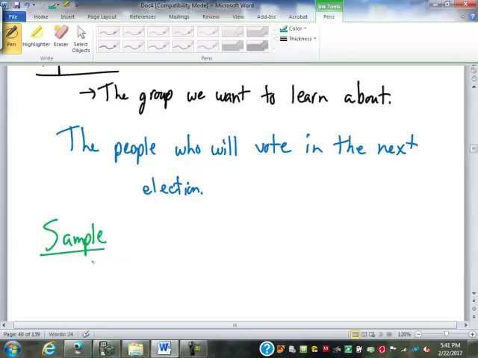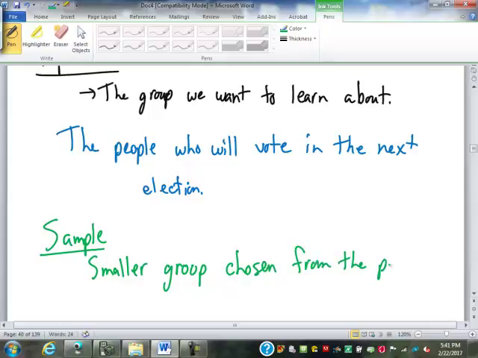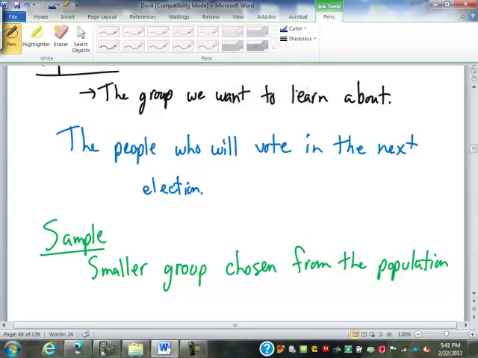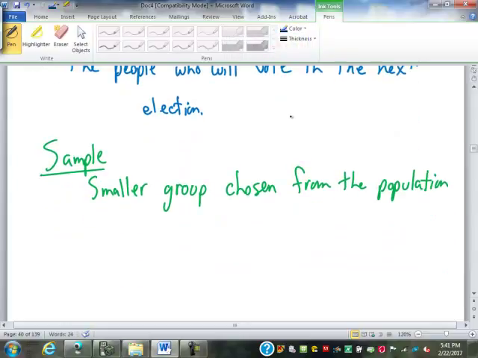A sample is a smaller group chosen from the population. Why do we choose a sample? Well, our goal in choosing a sample is to make it an accurate representation.